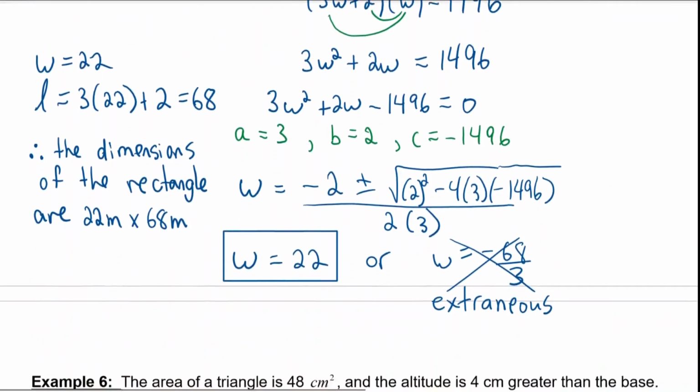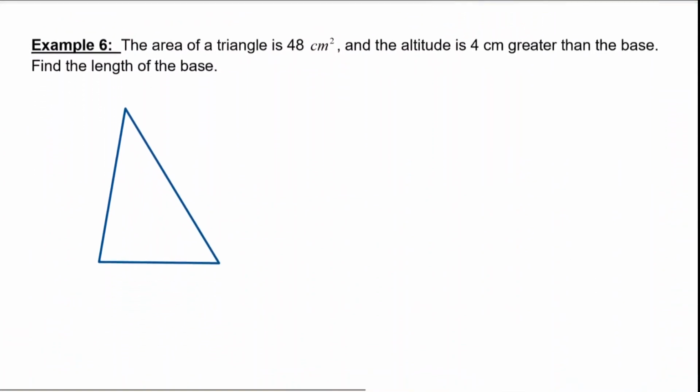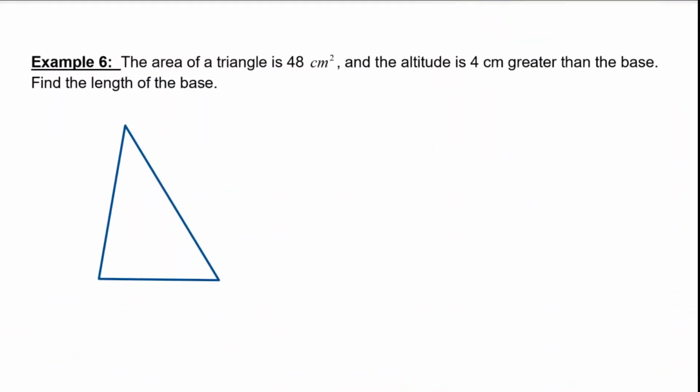All right, on to the next one. In this example, we have the area of a triangle is 48 centimeters squared, and the altitude is 4 centimeters. Altitude is just the height of a triangle from its base. And it's saying that the altitude is 4 centimeters greater than the base. We want to find the length of this base down here.